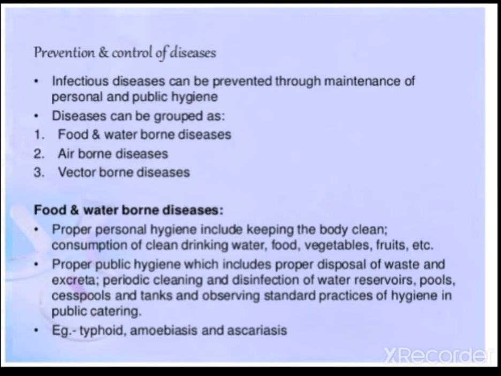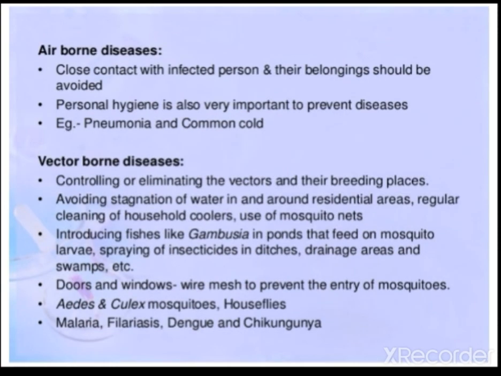Proper public hygiene means what? It includes proper disposal of waste and excreta, periodic cleaning and disinfection of water reservoirs, pools, and all come under this category. Public maintenance should be there properly. Example, typhoid, amoebiasis, ascariasis can be spread by this method. If public hygiene and proper personal hygiene is not there, you may get this type of diseases.